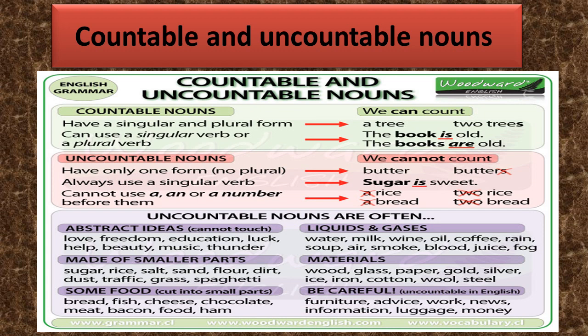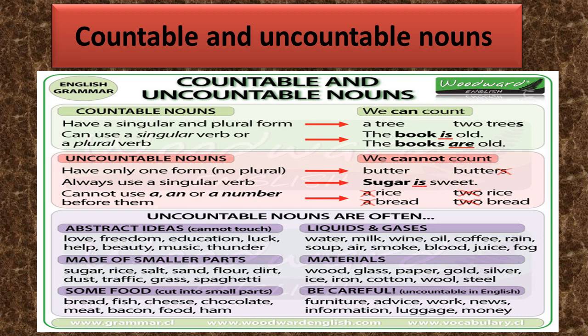Also, there are uncountable nouns made of smaller parts. Like what? Sugar, rice, salt, sand, flour, dirt, dust, traffic, grass, spaghetti.